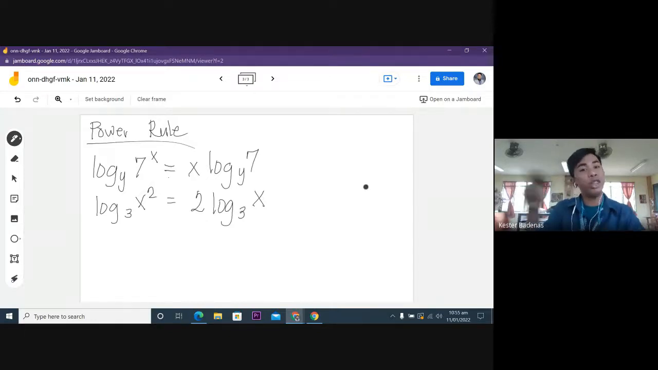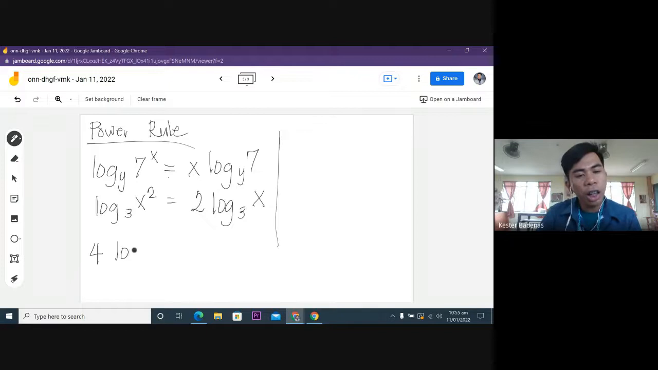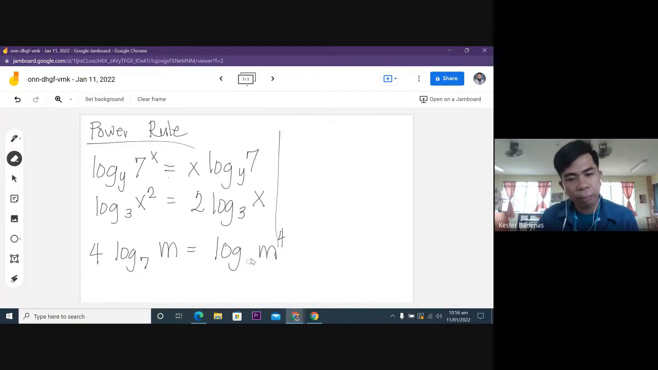Ayan. And vice versa to, class. Okay? Kapag nasa baba yung binigay, kunwari, 4 logarithm of m with the base 7, magiging logarithm of m raised to 4 with the base 7. Ayan. Diba? Ang dali lang ng power rule.